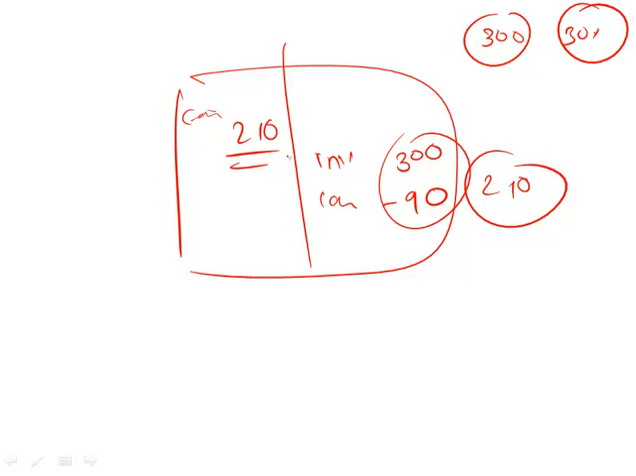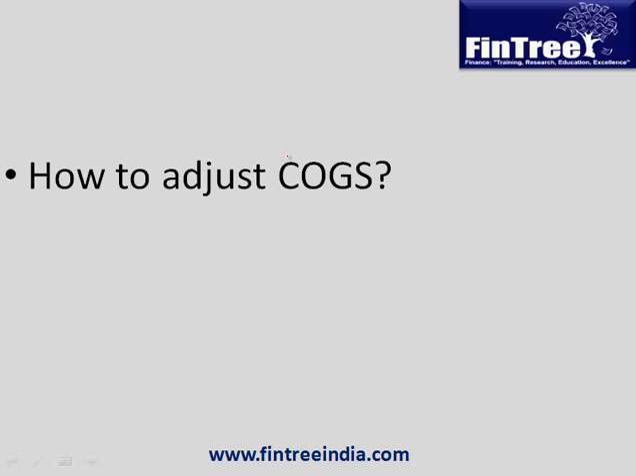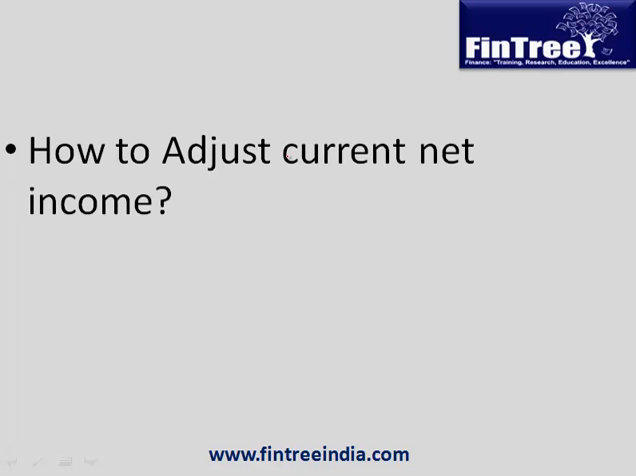Should we move on? How to adjust COGS? LIFO COGS minus change in LIFO reserve. Simply take LIFO COGS and then subtract the increase in LIFO reserve. Yes, change in LIFO reserve, the increase in LIFO reserve adjusted for the amount of tax.